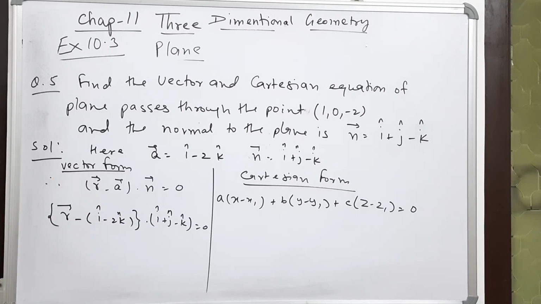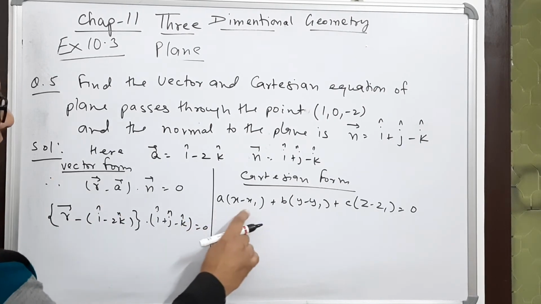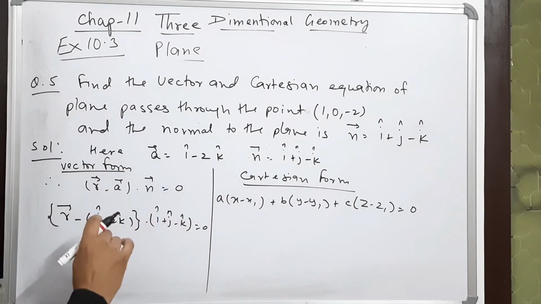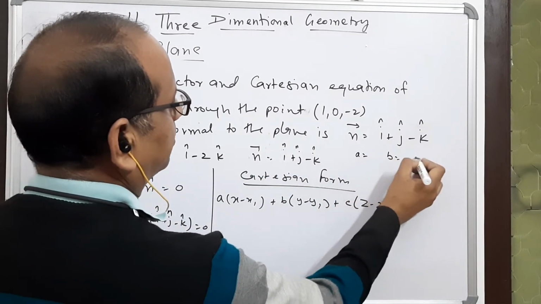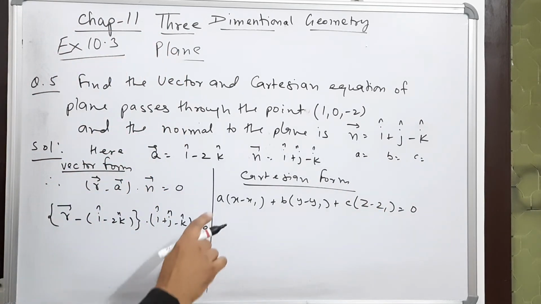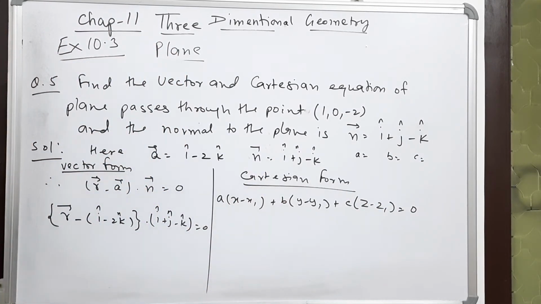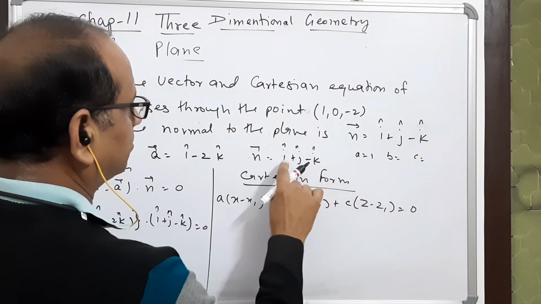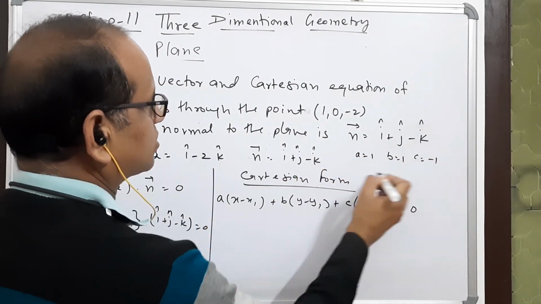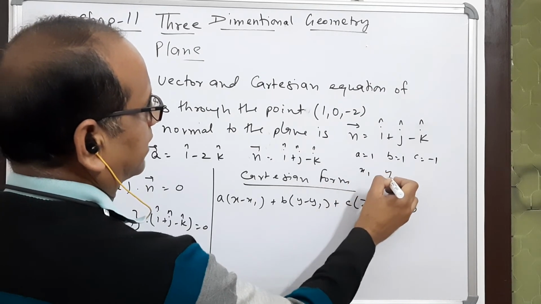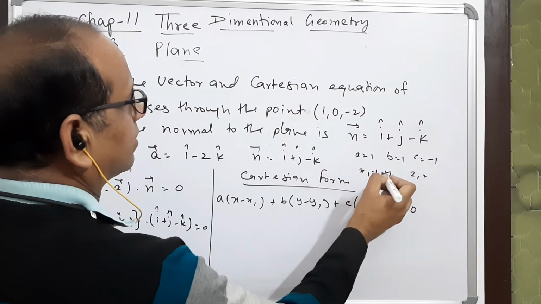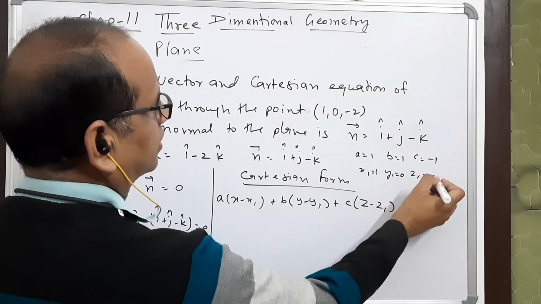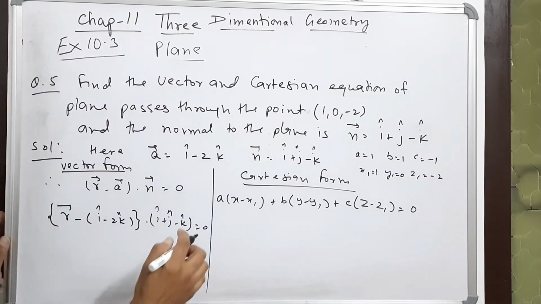In the Cartesian form it is a(x minus x1) and so on. Now what is the value of a here? What is the value of b and what is the value of c? a, b, c are the direction ratios of the normal. So it will be 1, this 1 and minus 1. And what is the value of x1, y1 and z1? x1 is 1, y1 is 0 and z1 is minus 2. So put all these values.